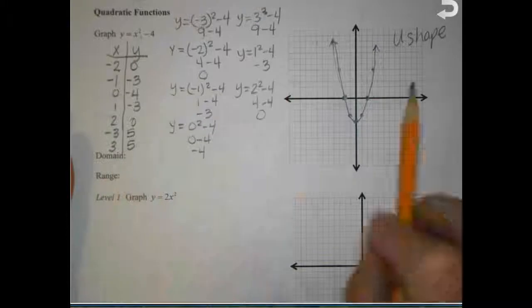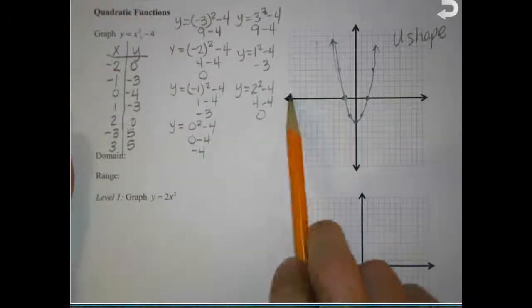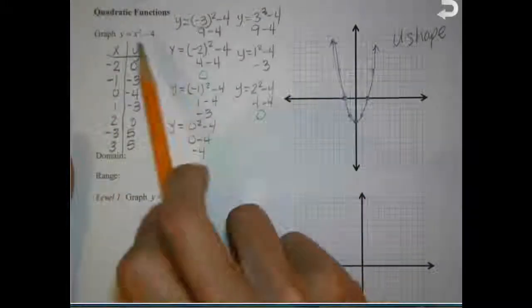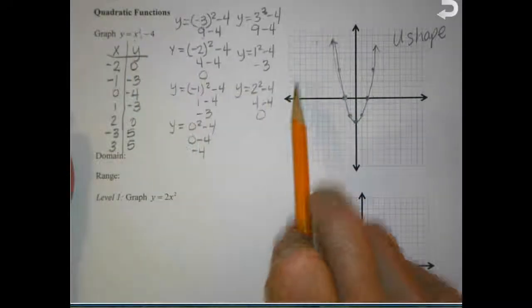Alright, my domain, which is in the x direction, anywhere, if I pick a value way out here, I will be able to square it and subtract 4. So I will have a point.